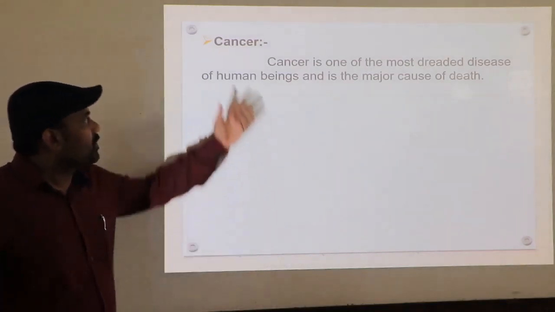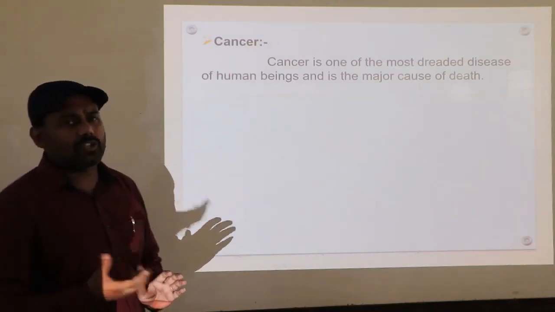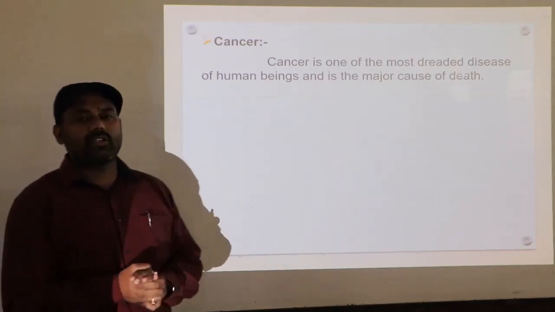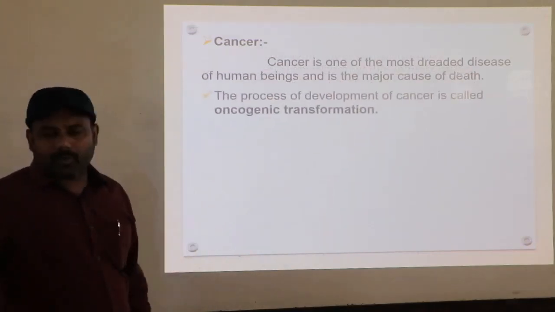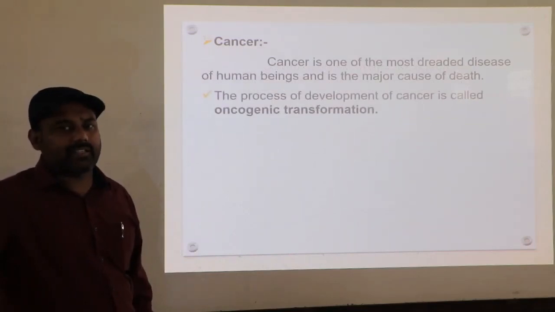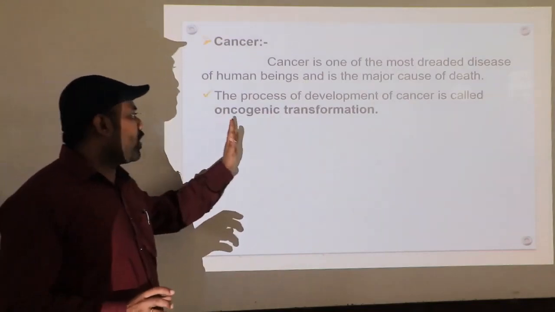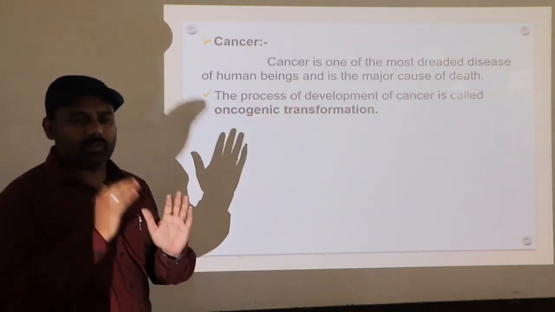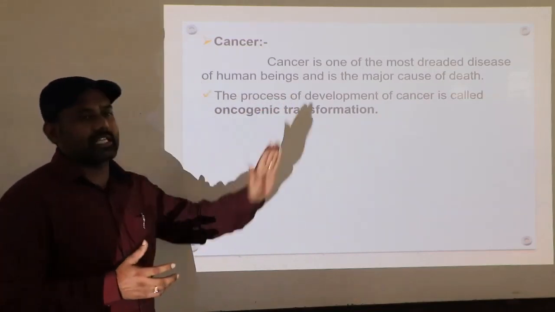So cancer is one of the most dreaded, most dangerous diseases of human beings, and it is a major cause of death. Next, the process of development of cancer. The process of development of cancer is called oncogenic transformation. Do remember the word.